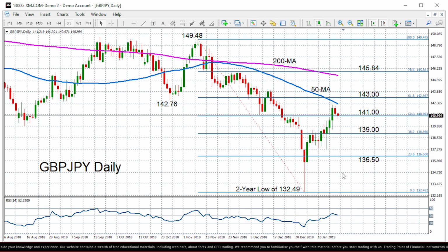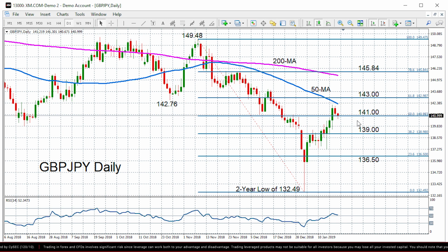RSI has fallen to just above the 50 neutral level. So there is immediate support coming from the 50% Fibonacci retracement of the down leg from 149.48 to 132.49. Breaking that support would take the pair towards the 139 level, that's the 38.2% Fibonacci, and then below that the next key support would come from the 23.6% Fibonacci and 136.50.